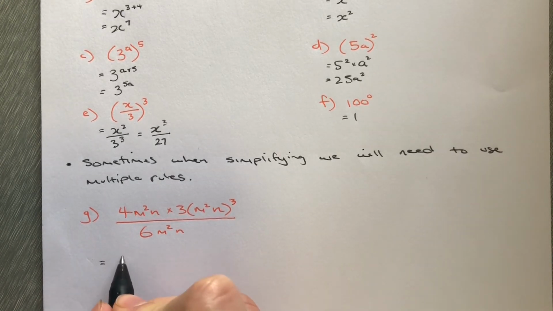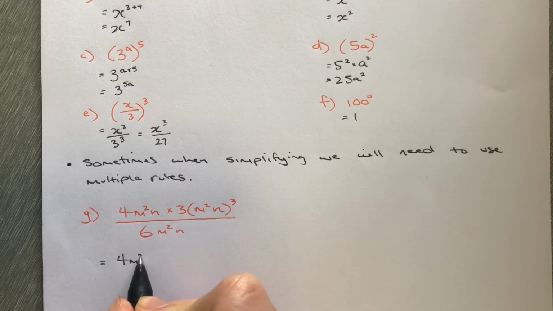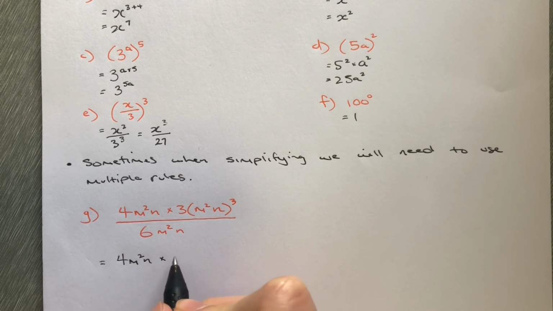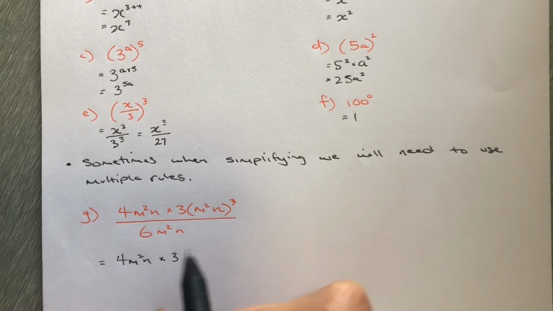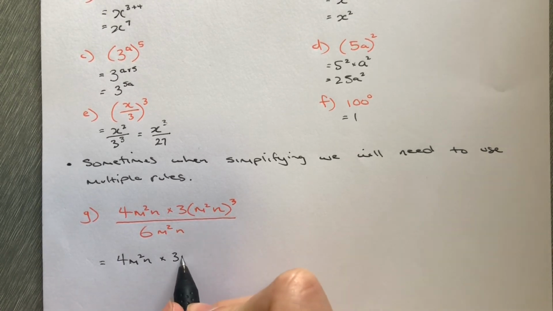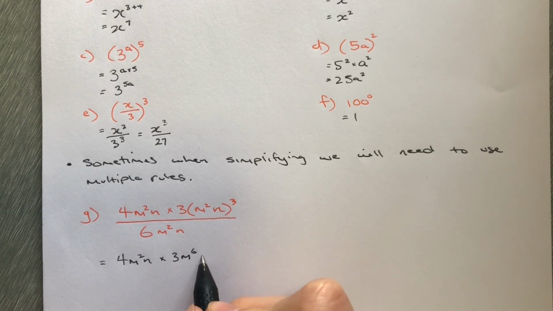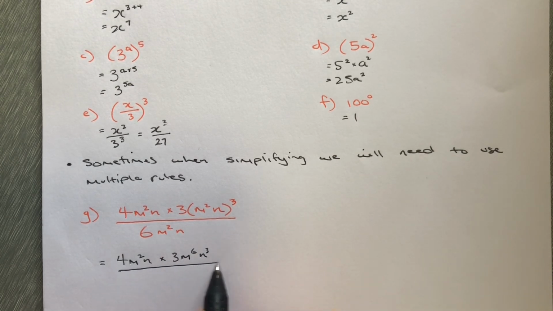I'm just going to leave the rest so you can see what I'm doing part by part rather than doing it all at the same time. So let's see, yeah, 3 there. This is going to become m to the power of 2 times 3, which is 6. And then n to the power of 1 times 3, which is 3. There we go. So we've got rid of those brackets there. Now let's just look at the top and combine all this stuff.